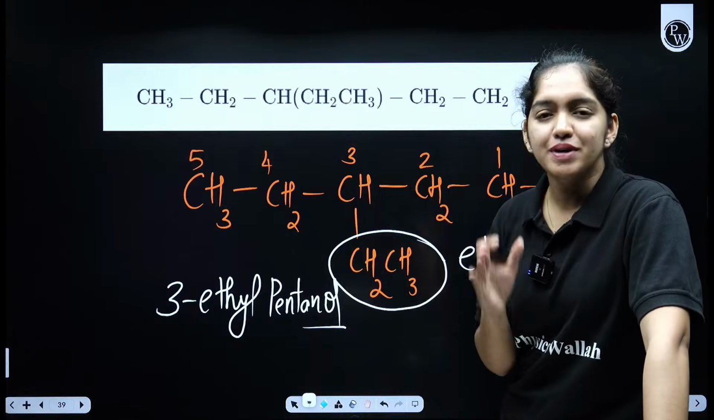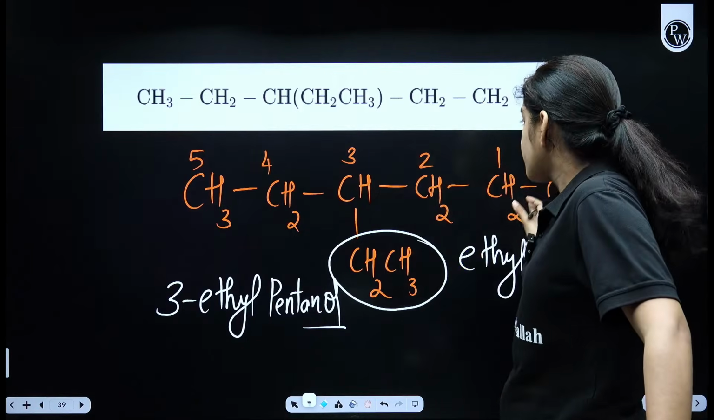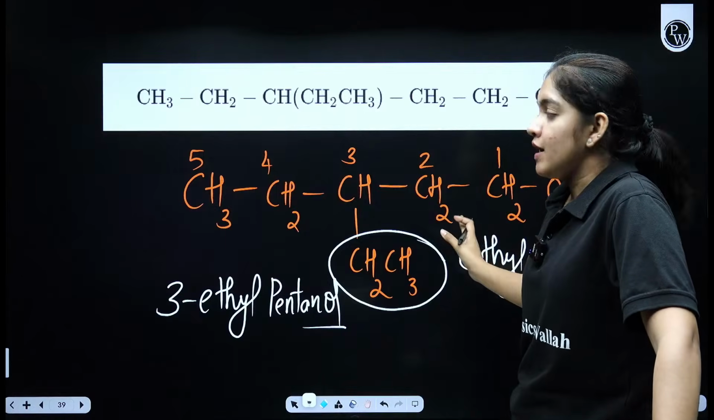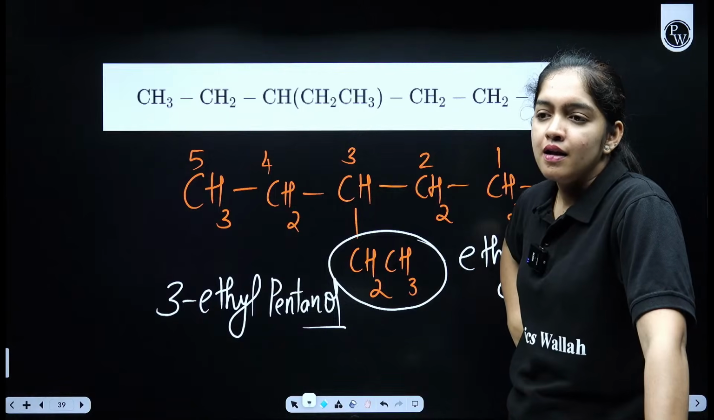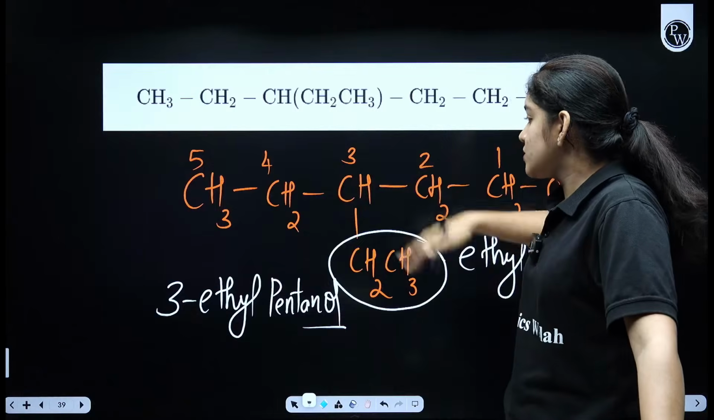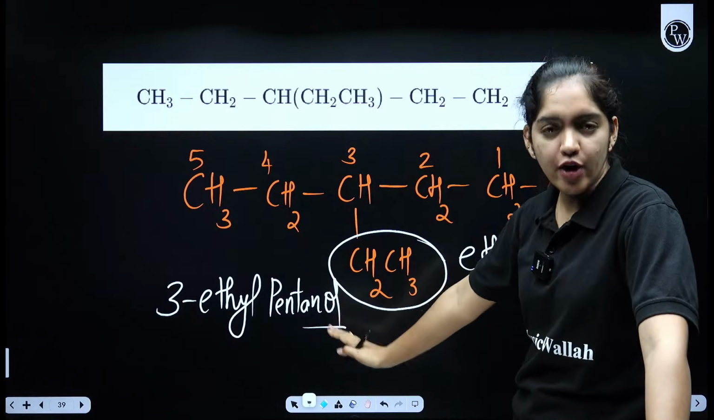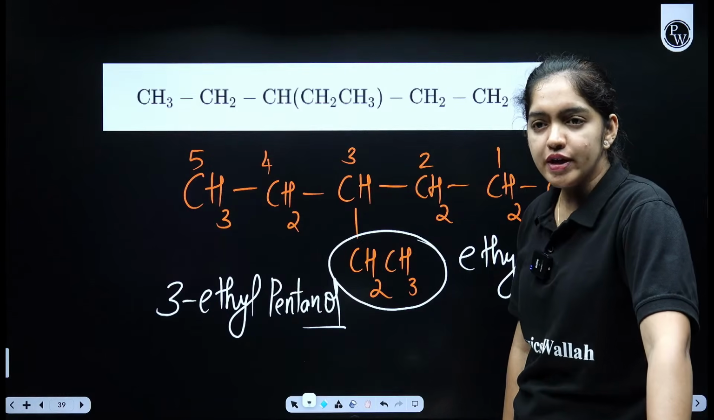If functional group and branch are coming together, the functional group should get the lowest number. So, we have started from here 1. Okay, total 5 carbon, and third position, what is there? An ethyl group is present. So, 3 ethyl pent. Total 5 pentan ol. Clear? Any doubt? Okay.